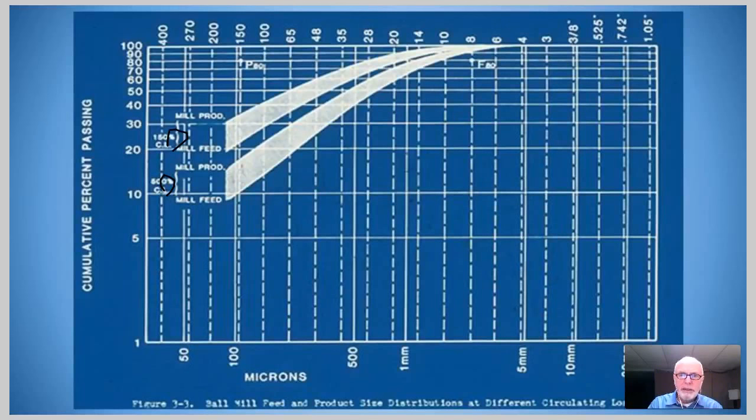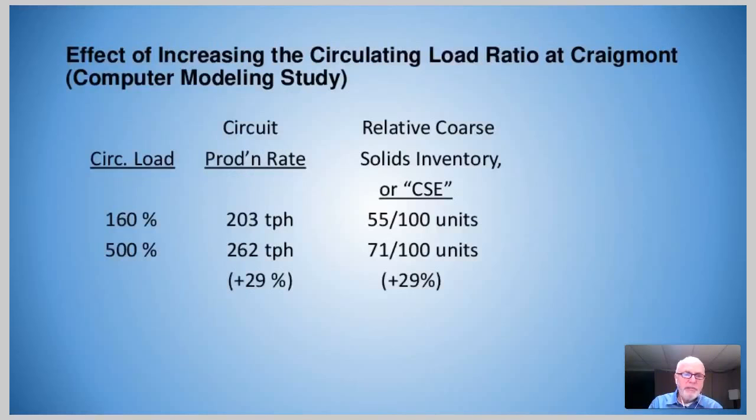Another example of this is given on the next slide. This was a computer modeling study, starting with data from the Craigmont milling operation. They had a very low circulating load, 160%. The circuit production rate was 203 tons an hour.